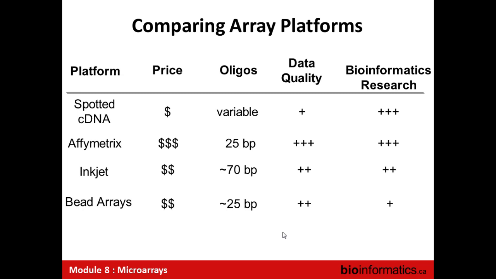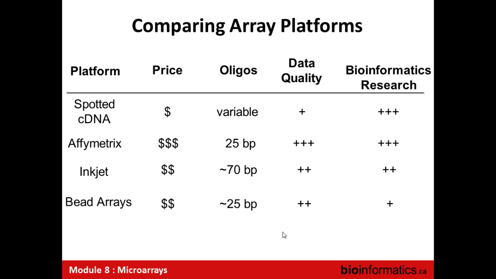By contrast, inkjet arrays have longer probes, 60 to 70 base pairs. They came out at good times, so there was more research on them. And they have good quality data, about equivalent to bead arrays, probably. Affymetrix arrays are the most expensive, but they have the good advantage of having very high quality data, the internal packaging, the high quality control, the actual sample prep, and they also have very extensive bioinformatics research. People spend years and years trying to work out the optimal way to analyze it. So we're probably maximizing the information content from the technology.